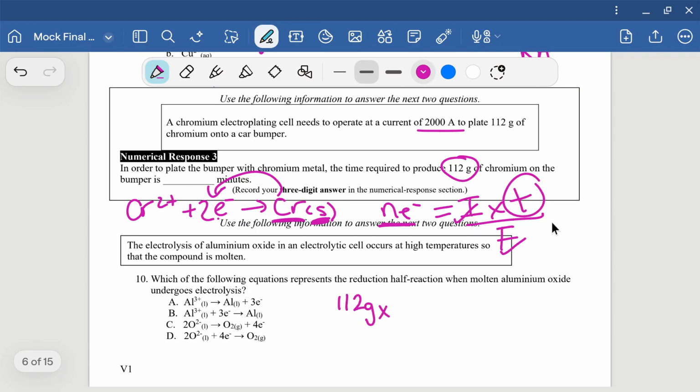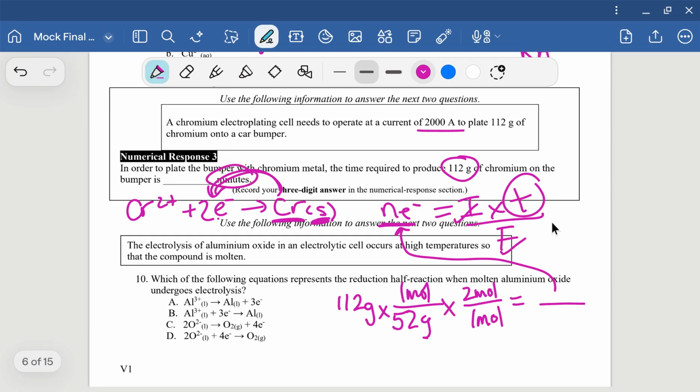112 grams times, I think it's 52. Yeah, 52 grams of chromium for 1 mole, then times your mole ratio. So 2 moles of electrons for 1 mole of chromium. Whatever you get here, that's the answer that's going into the formula. Then you plug in the rest. Time again is in seconds, but it's asking for minutes. So divide by 60 when you're done, and you get 3.46.